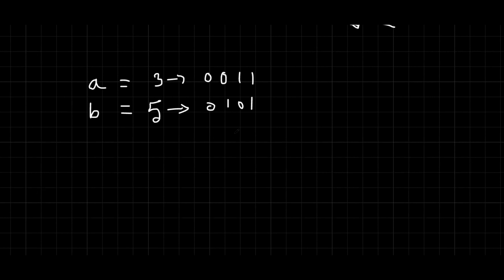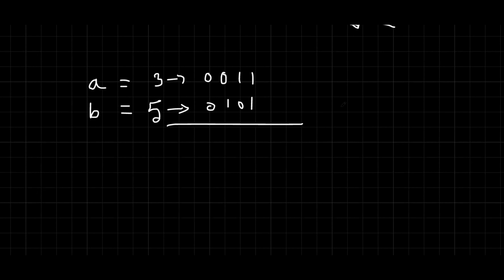Okay, now let's say we are given two variables. One is A, one is B, and the value of A is 3 and the value of B, suppose, is 5. That means in the bitwise representation, the value of 3 will be 0, 0, 1, and 1. And the value of 5 will be 0, 1, 0, and 1. Okay, so far so good.